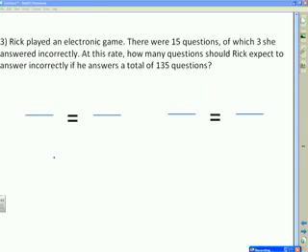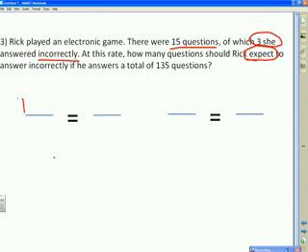Before I begin, let me go ahead and circle my buzzwords. This word right here, expect. That's the word that tells me we're talking about a prediction problem. Expect, predict, they're synonyms. Well, similar synonyms. All right, there were 15 questions, of which 3 she answered incorrectly. Incorrectly is tied with this number 3. So 3 incorrectly and 15 would be the total number of questions she asked. So we're talking about incorrect and total.